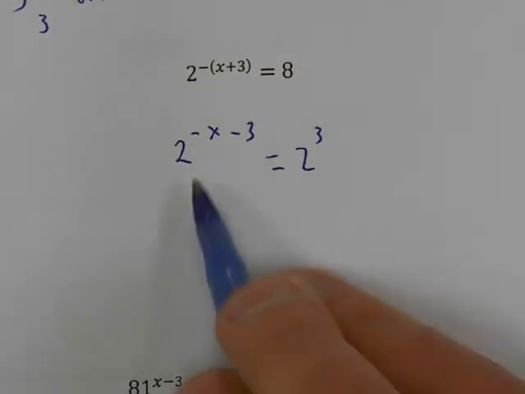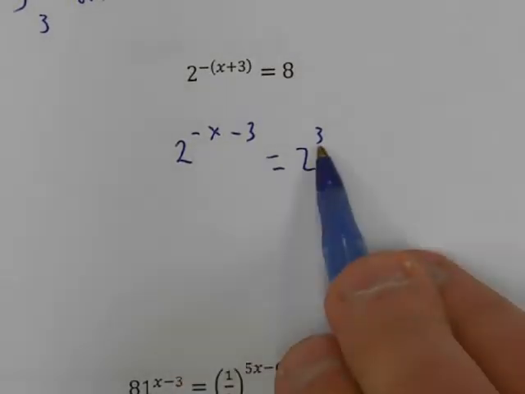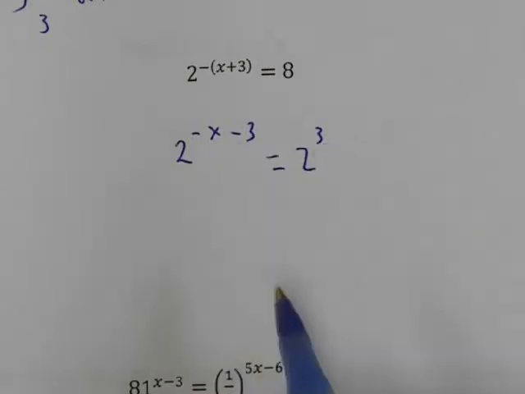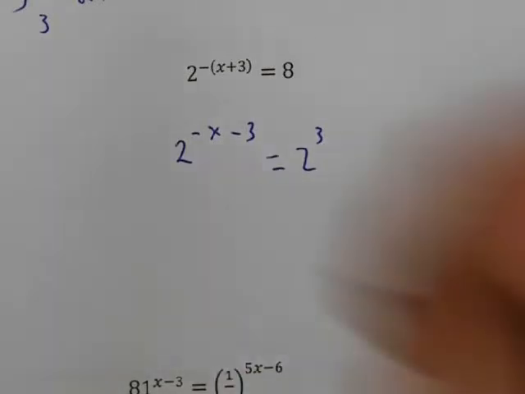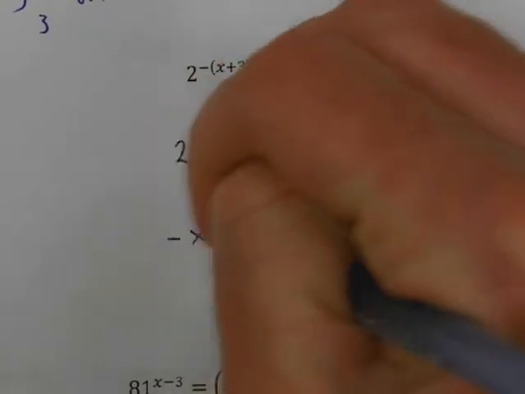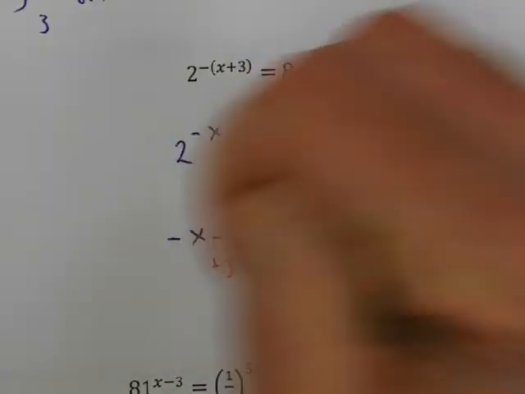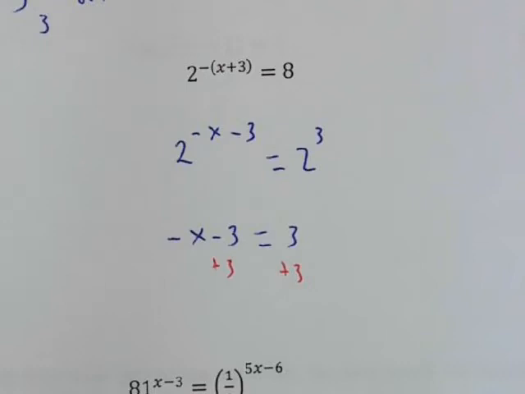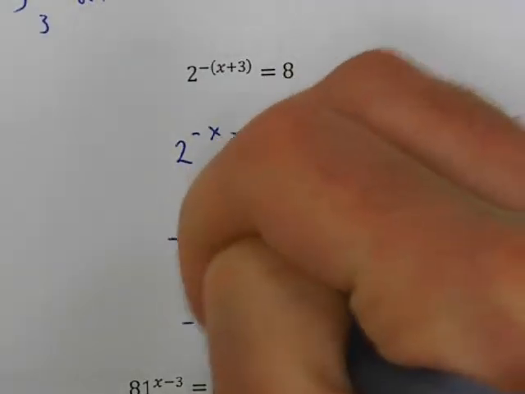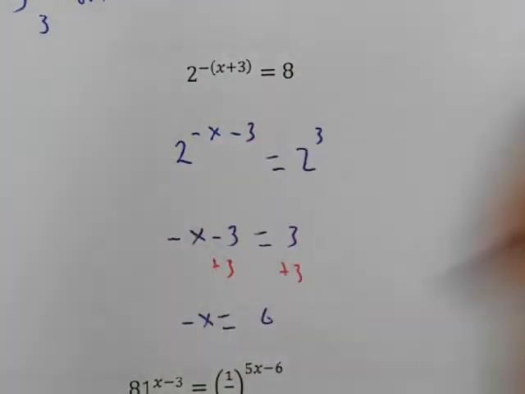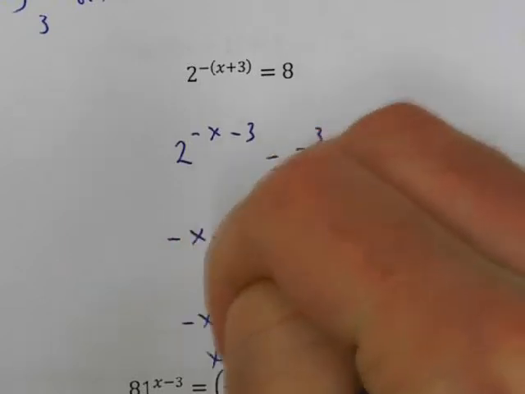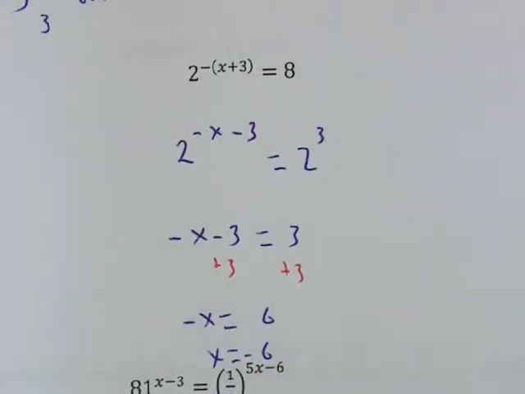Now that I have 2 to a power equals 2 to a power, I know that these exponents have to be the same, so I can set these equal to each other. So I know negative x minus 3 has to equal 3. To solve this, add 3 to both sides. And I get negative x equals 6, so then x equals negative 6. And that's our answer.